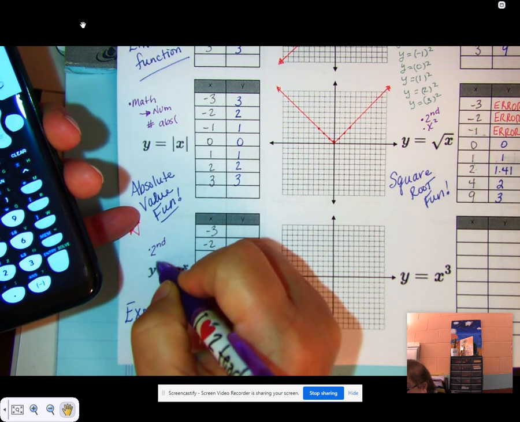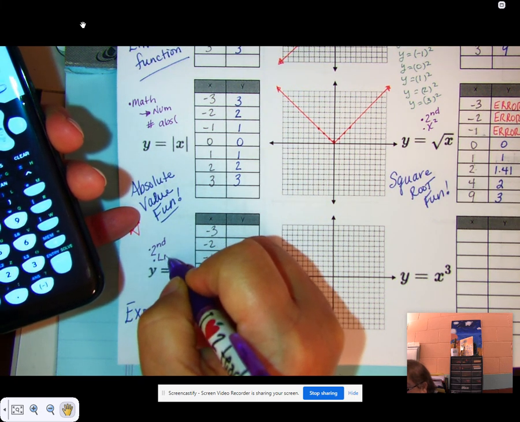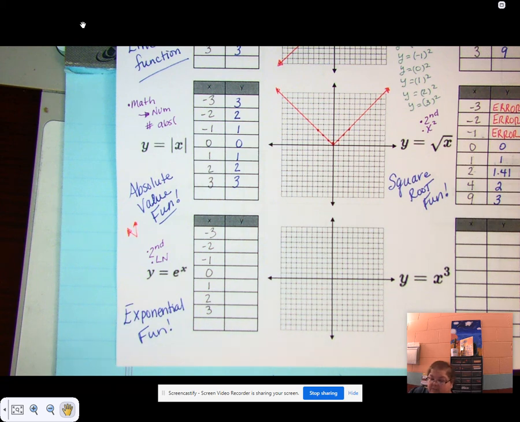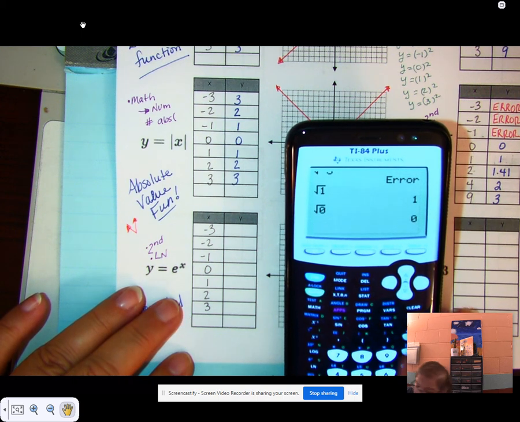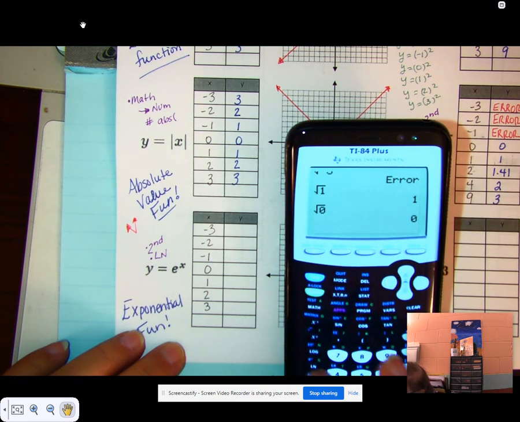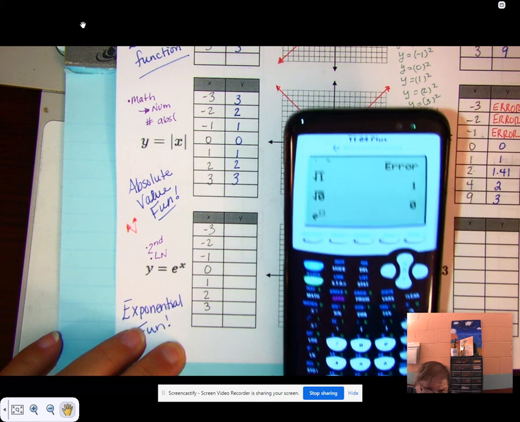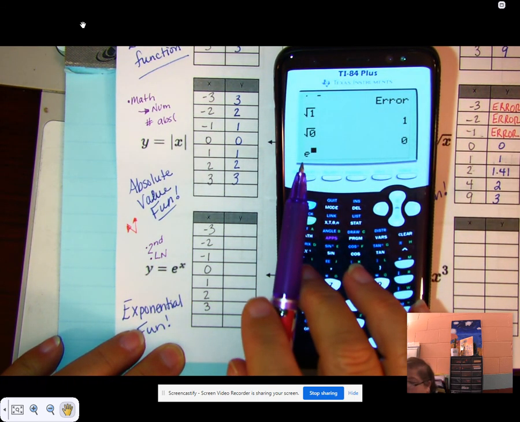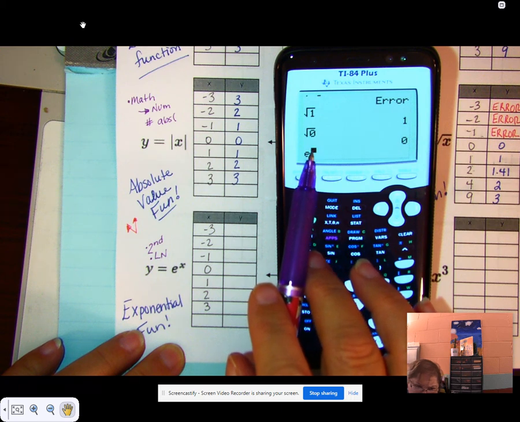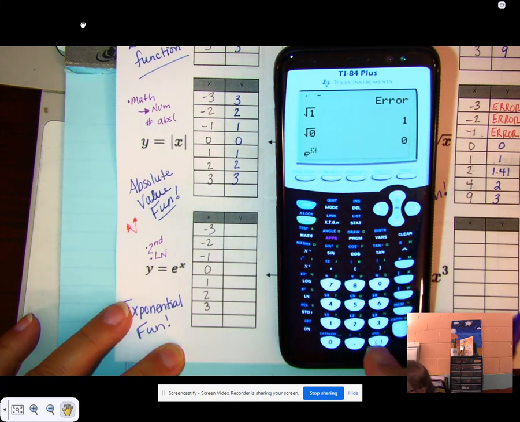Second LN. And it's going to get you e to the x. Okay? So let's see what that does. So I'm looking at second LN. Second LN. So look at that. It gives me the e and then it says, hey, what do you want the exponent to be? I want it to be -3.